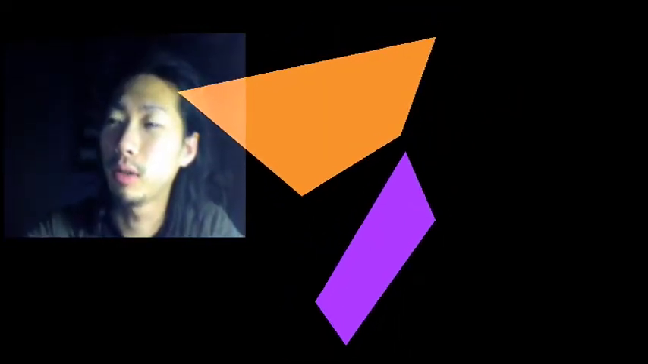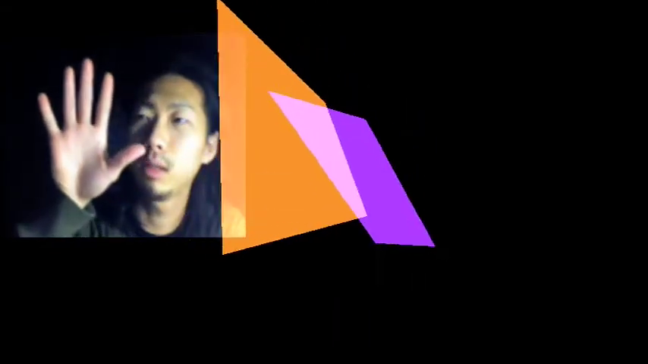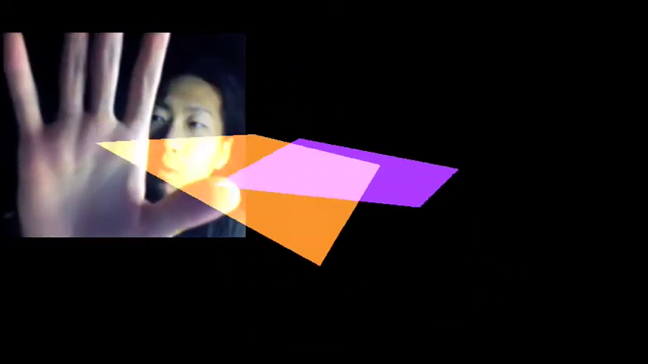Now I have shapes. There are two shapes in 3D dimension. I'm going to control them with my hand. So this is a type of motion tracking, where you're able to take the value of the motion into the things that you want to control. So I'm controlling the X, Y, Z position of these shapes.